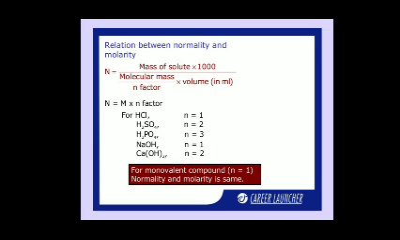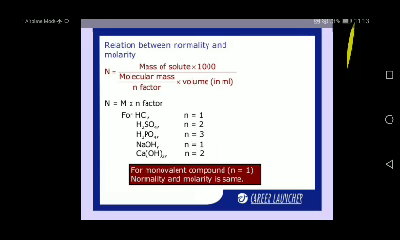Normality of base is equal to molarity into acidity. For a monovalent compound n is equal to 1, so normality and molarity are the same.